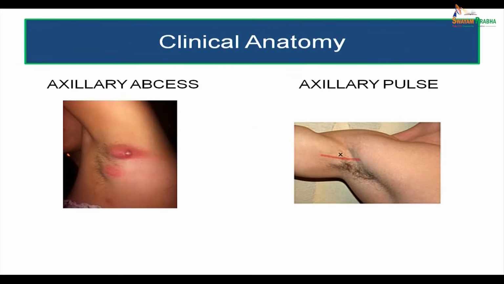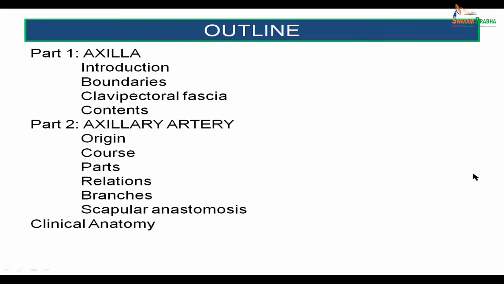The topic for today is axilla and axillary artery. What is axilla? Before we start learning about the axilla, I would like you to appreciate two conditions. In the first picture, we can see a swelling in the region of the axilla. It is an axillary abscess. In the second picture, we can see a red line marked in the axilla, that is the axillary pulse. We will be learning about these conditions today.